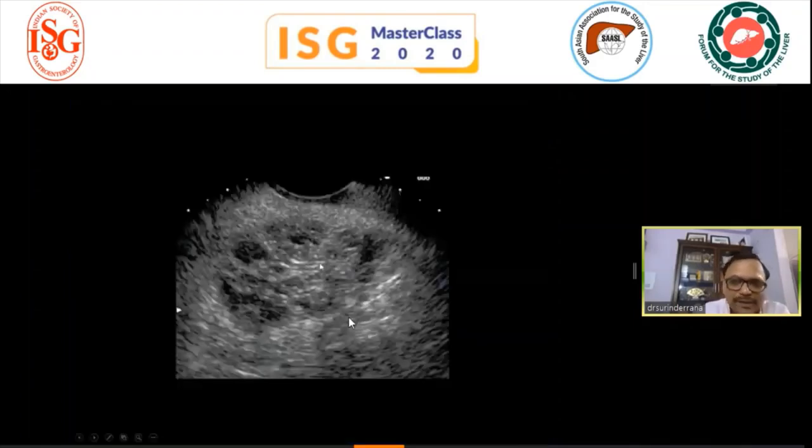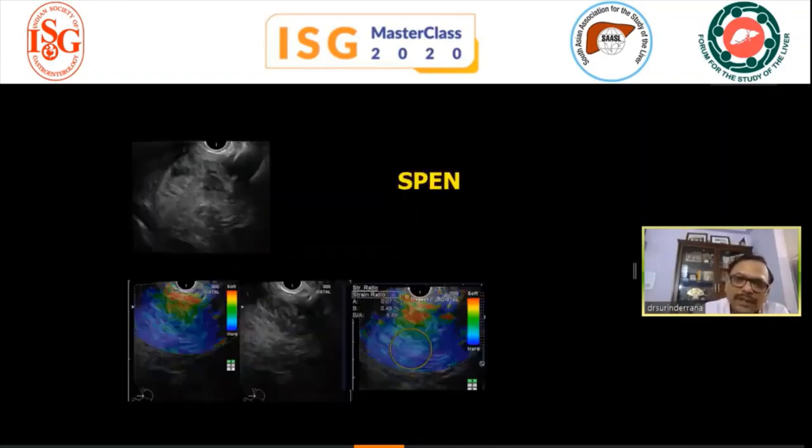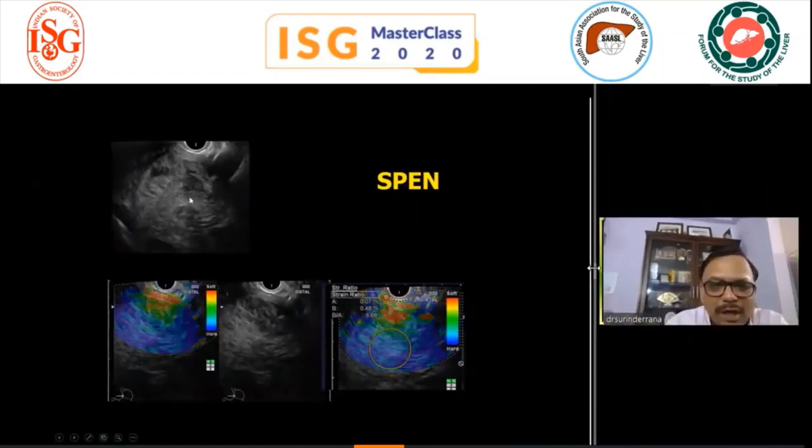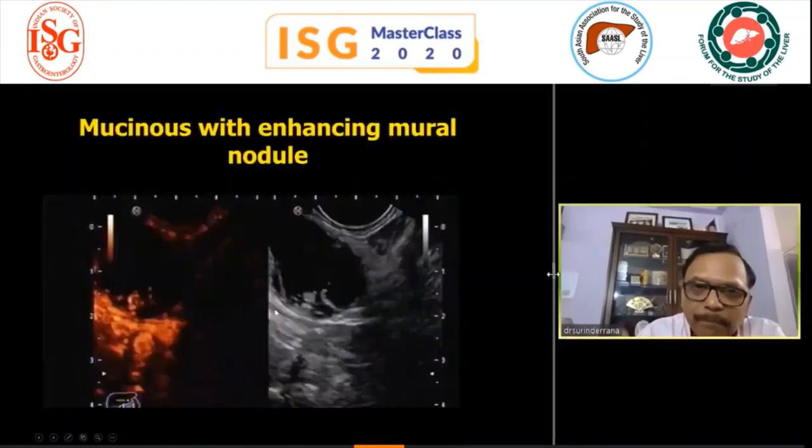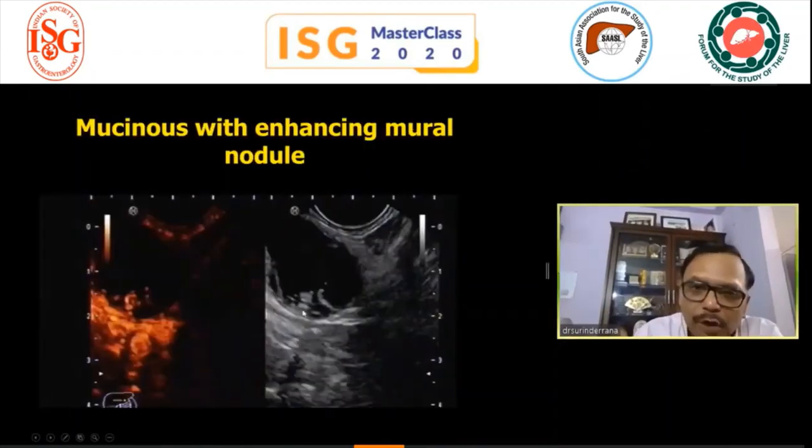Like for example, this is a classical appearance for serous cystadenoma. You will have microcystic spaces, central echogenicity. Nothing more evaluation is needed. If the patient is asymptomatic, just follow up the patient. Similarly, SPENs will have mixed echogenic areas, hyper and anechoic areas, which can help you in diagnosing SPEN. And then you can easily see a mural nodule on EUS.